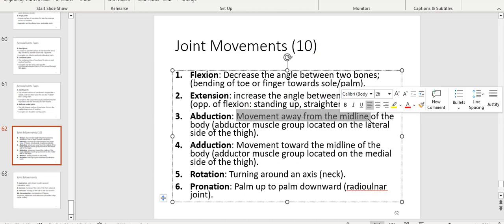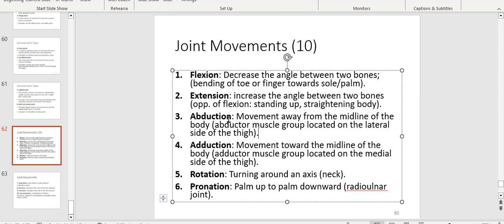Move your leg to the outside. If you move your right leg to the right, you're moving it away from the body, away from the midline. That's called abduction. Adduction is moving the leg towards the midline. They're opposite. Rotation is turning around an axis, like the neck.